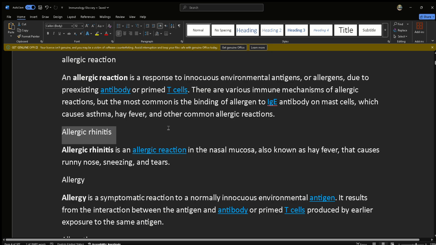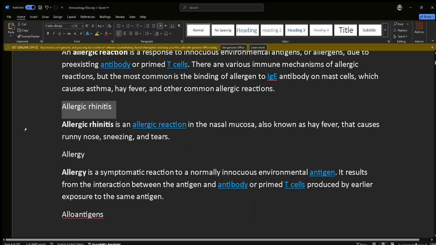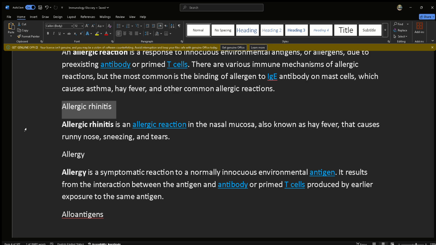Allergic rhinitis. Allergic rhinitis is an allergic reaction in the nasal mucosa, also known as hay fever, that causes runny nose, sneezing, and tears. So, allergic rhinitis is an allergic reaction in the nasal mucosa, also known as hay fever, that causes runny nose, sneezing, and tears.